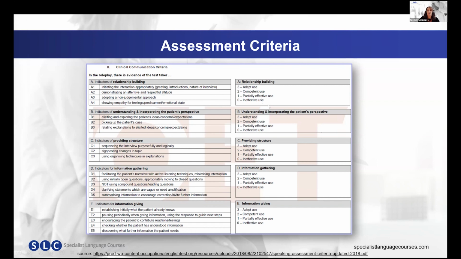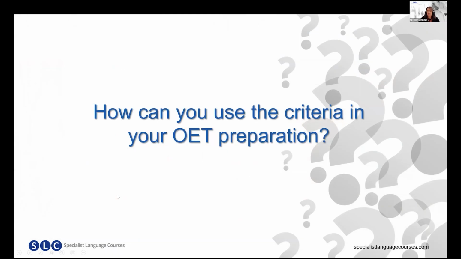So it's a good idea to be familiar with this and understand what each of the different criteria mean. And this is what we're going to focus on today. We're going to focus on the clinical communication criteria. Now, how can you use the criteria in your OET preparation? There's a lot of information, so it can be overwhelming to be thinking about the role card, the patient, and the assessment criteria. So in your preparation time before you sit the exam, it's good to understand how you can use the criteria to help you improve.